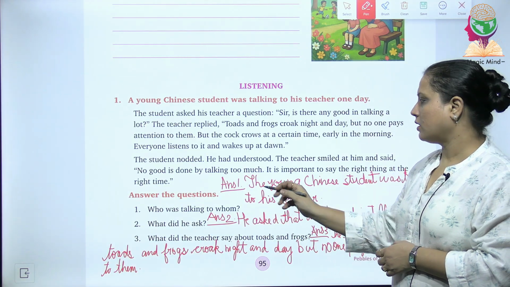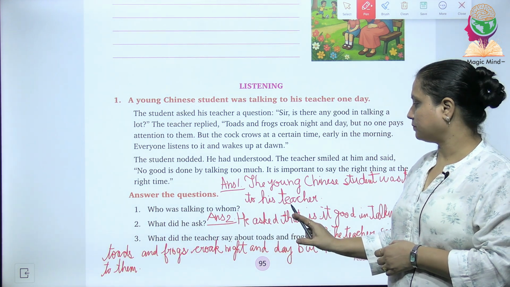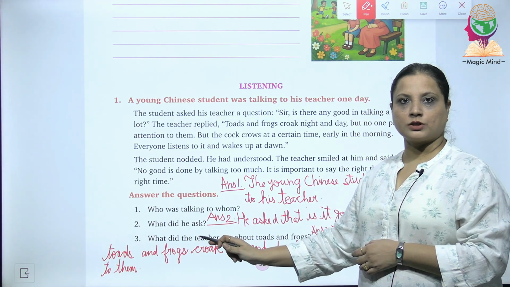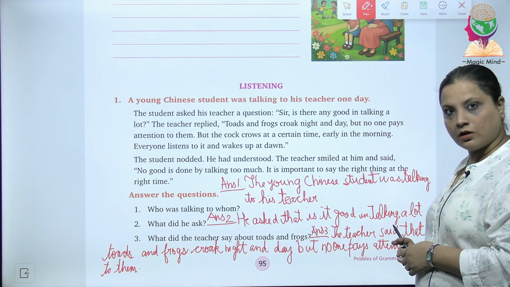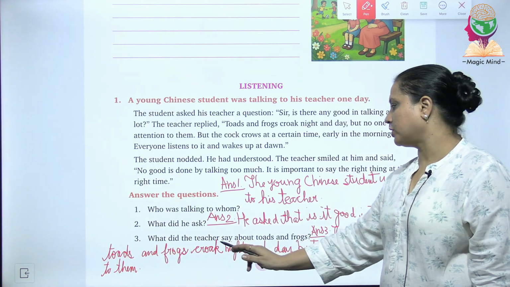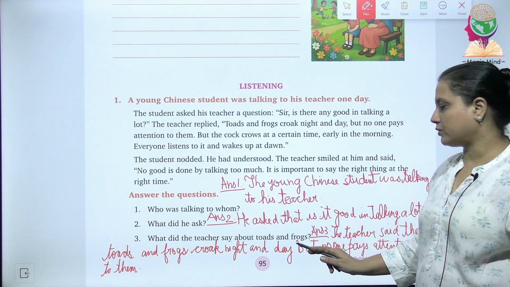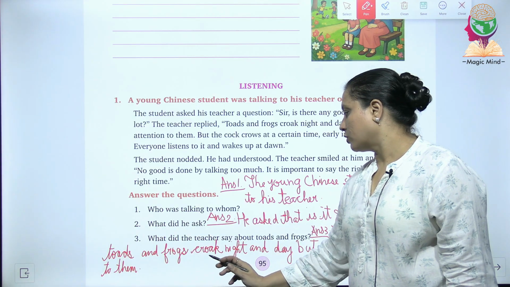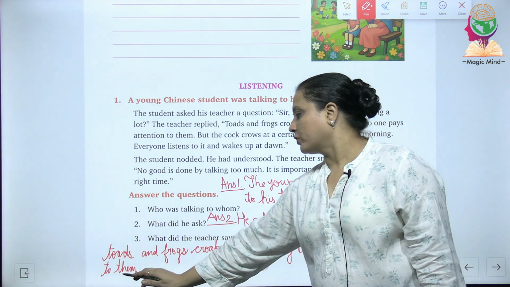And the answer is, the young Chinese student was talking to his teacher. Next question, what did he ask? And the answer for this question is, he asked, is it good in talking a lot? Then the third question given over here is, what did the teacher say about toads and frogs? So the answer for this question is, the teacher said that toads and frogs croak night and day, but no one pays attention to them.